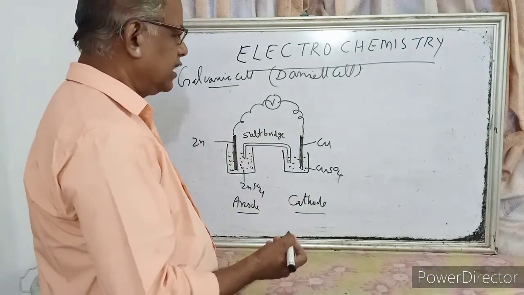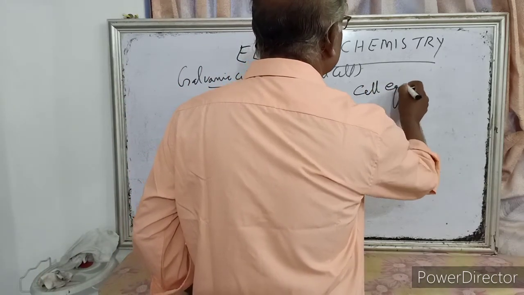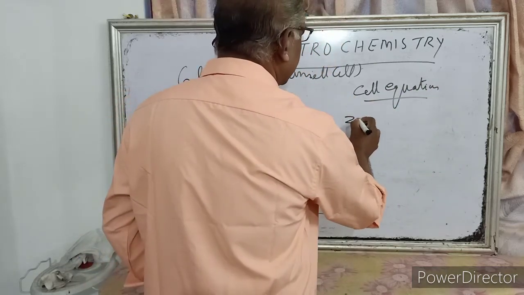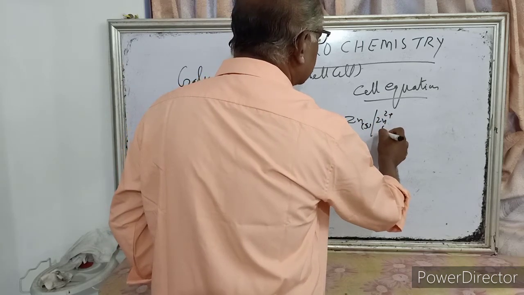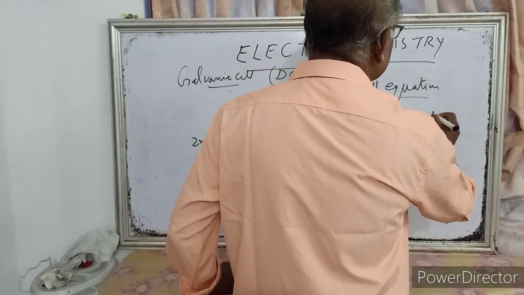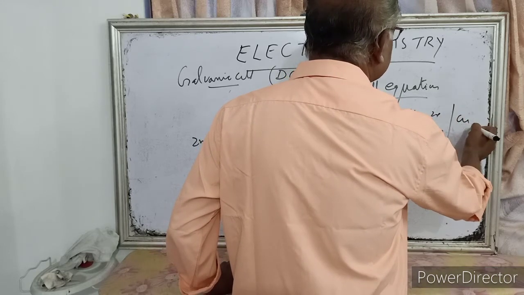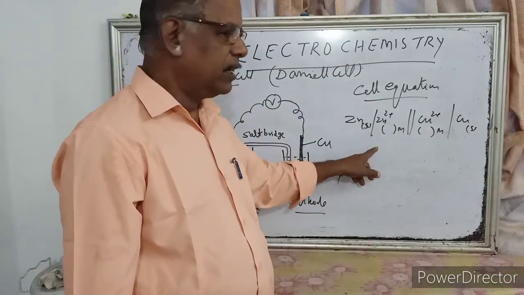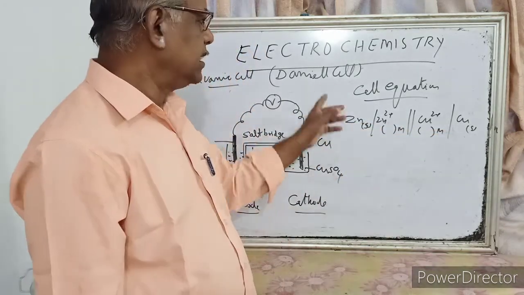So coming to the cell equation of Daniell cell: zinc, Zn2+ ion. So you have to write the molar concentration here. Then salt bridge, Cu2+ ion. So you have to write the concentration, and copper. That is the cell equation. Here the anode, first you write the anode, zinc ion, and the cathode, copper ions converted to copper, separated by the salt bridge. That is the cell equation.